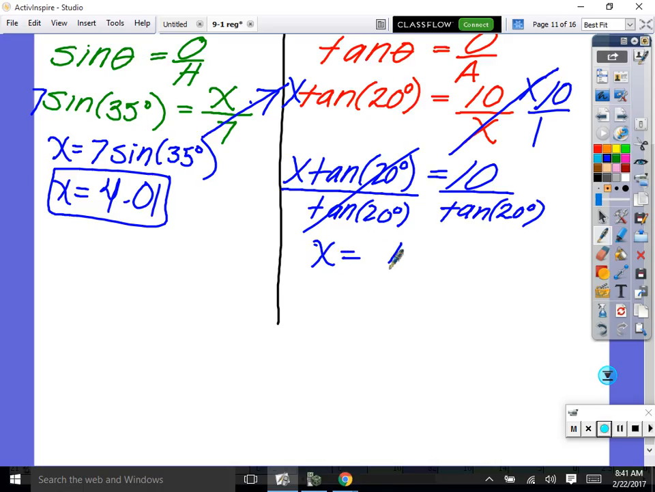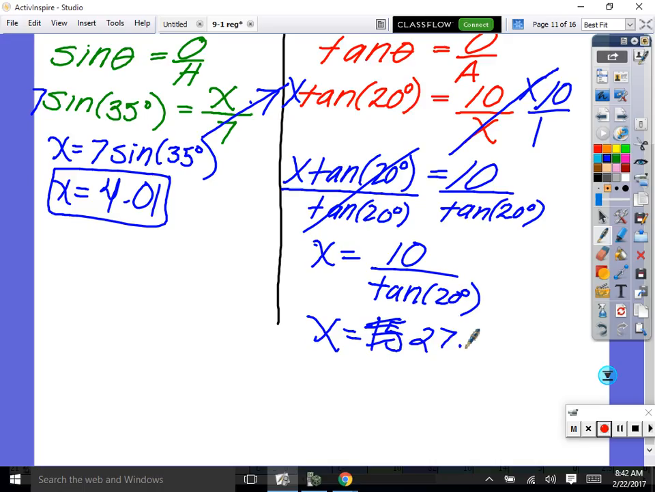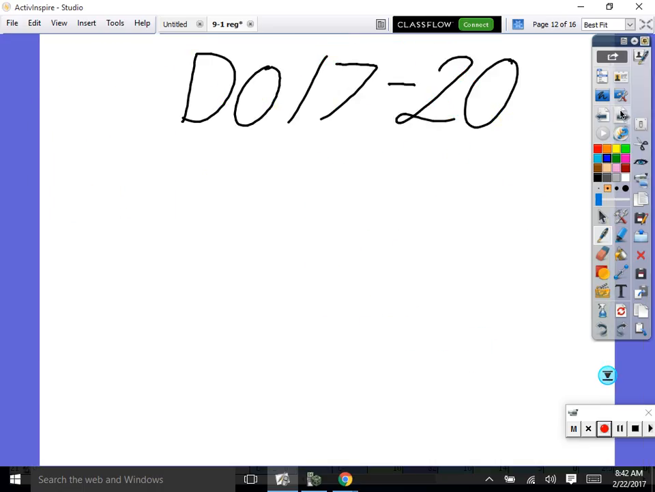So x will be, you might see it like this on the ACT, 10 over tangent of 20 degrees. That I've seen. Then leave it like that. I've also seen them actually find the answer. So you type in 10 divided by tangent of 20 degrees. 27.4. Cool. Questions on that? Okay. Go for it. 17 through 20. Make sure you're skipping and staying with me. Do 17 through 20, go.